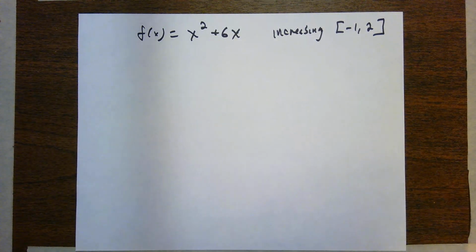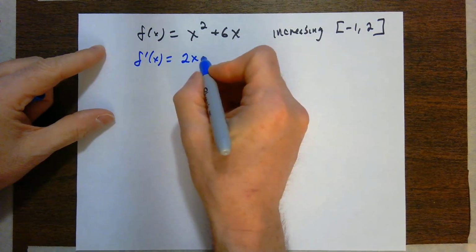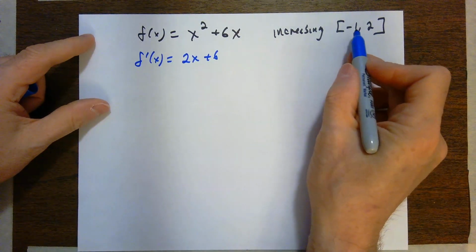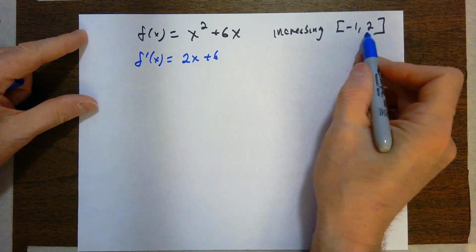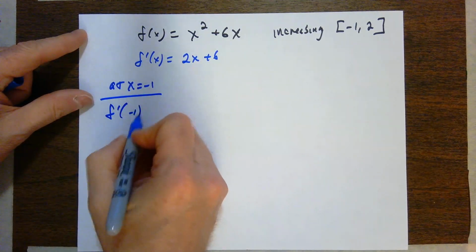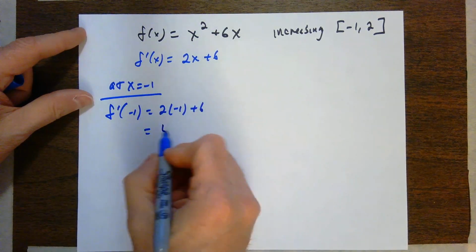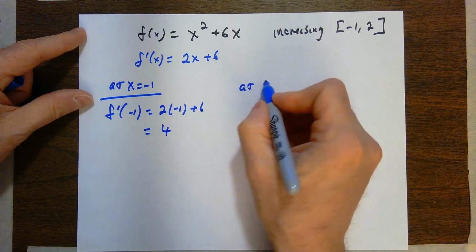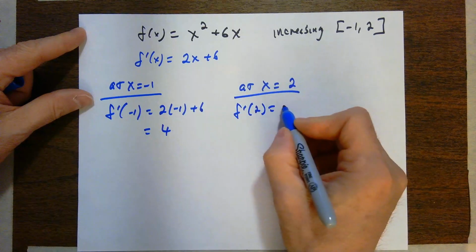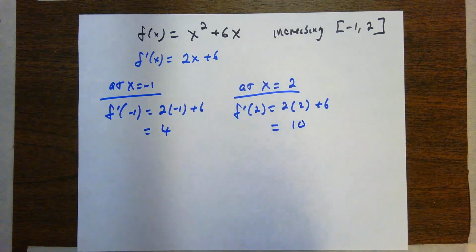Well, as you can imagine, the first thing I need to do is find the derivative. So the derivative of my function is 2x plus 6. And I want to see what's happening at -1 and at 2, at the endpoints here. So at x equals -1, the derivative is 2 times -1 plus 6. -2 plus 6 is positive 4. At the other endpoint, x equals 2, the derivative is 2 times 2 plus 6. 4 plus 6 is 10.